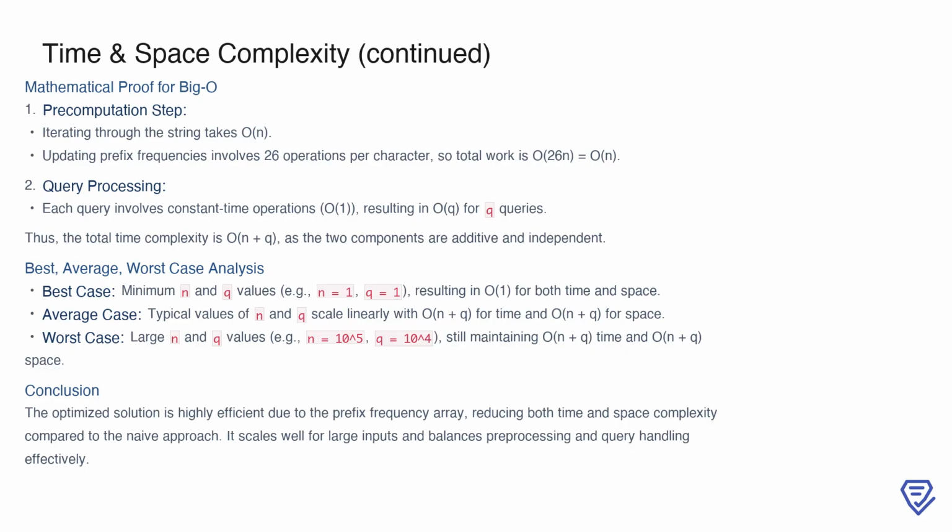Now, let's analyze different scenarios. In the best case, with minimal values of n and q, such as n equals 1 and q equals 1, both time and space complexities are O(1).